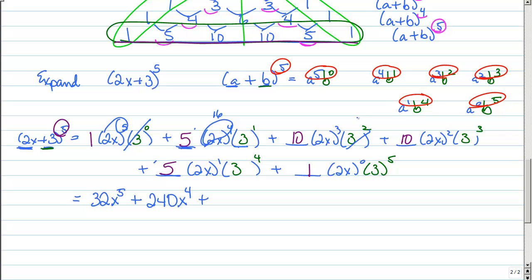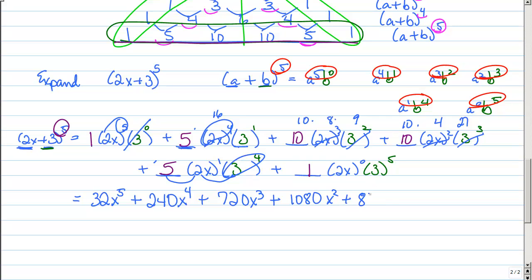Right, so here I have 9, that's 8, that's 10, multiply that together, that's 720. Right, this is 4, this is 27, and that's 10, 1080, I think. And the last one, I have 5 times 2 times 81, that's 810. And then that's 1, and then I have 3 to the 5th power, which is 243.